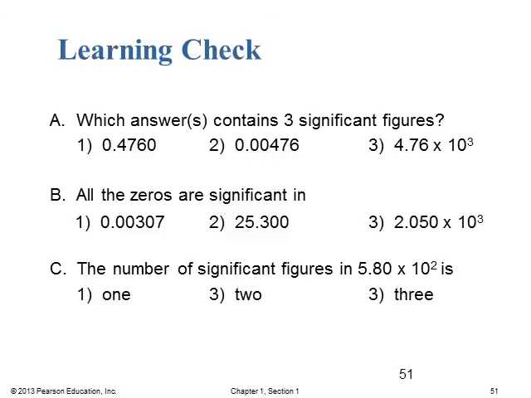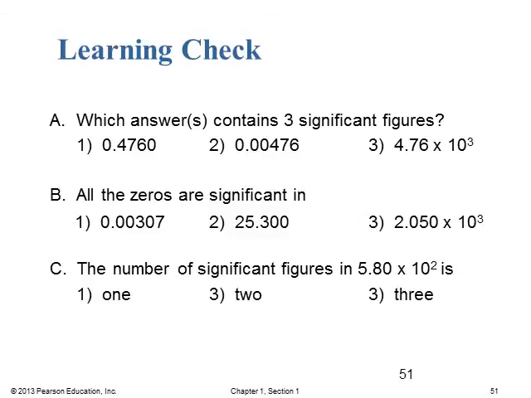And in choice 3, we have a sandwich zero. So sandwich zeros are significant. And we have a 0 after the 5, and so that's after a non-zero digit, and it's after a decimal. So those are all significant zeros in choice 3 as well. So in B, 2 and 3 have all significant zeros.